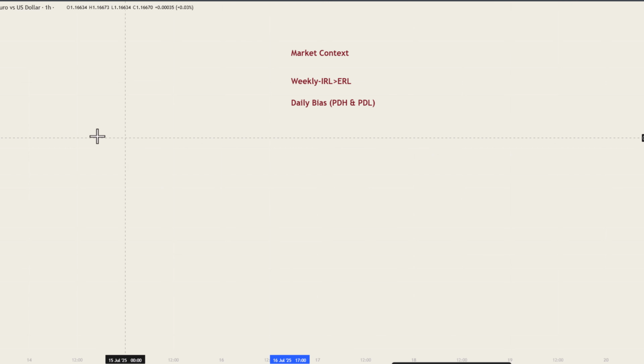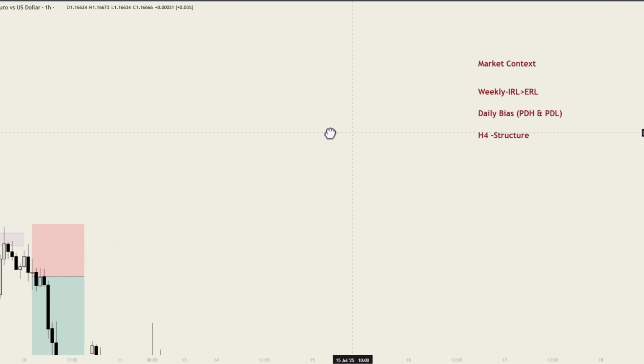And for the 4 hours time frame, I consider market structure to see the direction of the market. After looking at the market structure, I also look out for premium and discount. So this is what I do to determine the market context. Let's look at this on the chart and how to determine that.